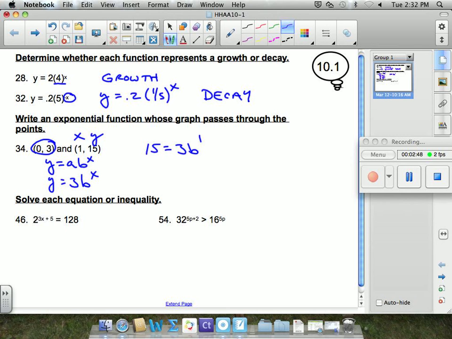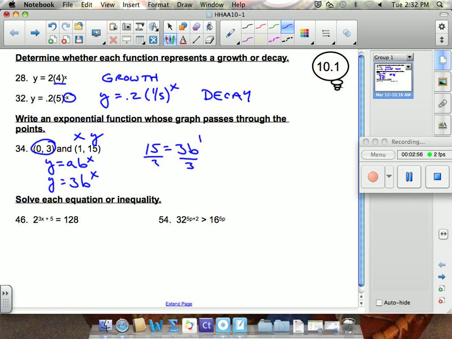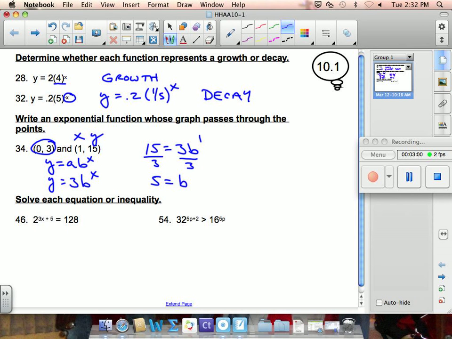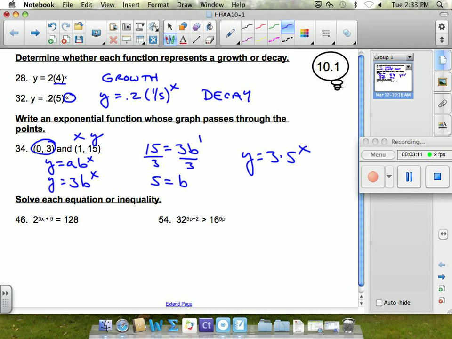15 equals 3 times b to the first. Solving for b shouldn't be too much trouble. I'll move the 3 by dividing. And I have that 5 is equal to b. We wanted an equation. We know we had to come up with a and b. We've done it. Our final answer is y equals 3 times 5 to the x.